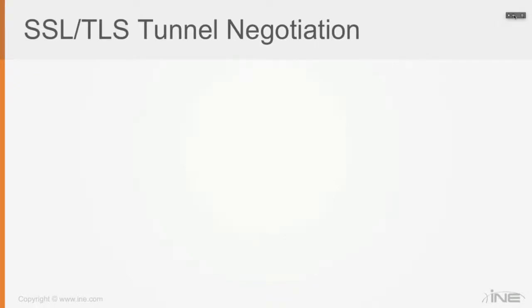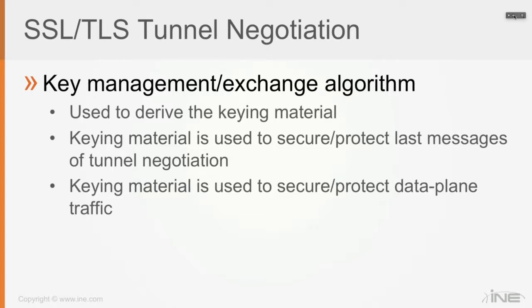Now, in the key management process, just like in the case of IPsec VPNs, we exchange the algorithm which is going to be used to derive the keying material. So the secure keys which are going to be used back and forth on that session to secure the last messages of the tunnel negotiation, so the control plane, and of course also the data plane, which is traffic being sent over the SSL or TLS session.